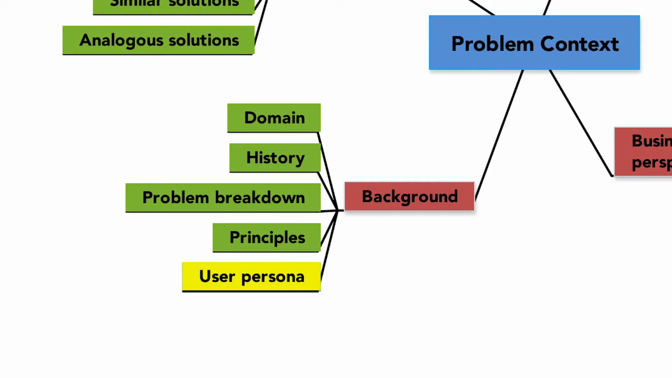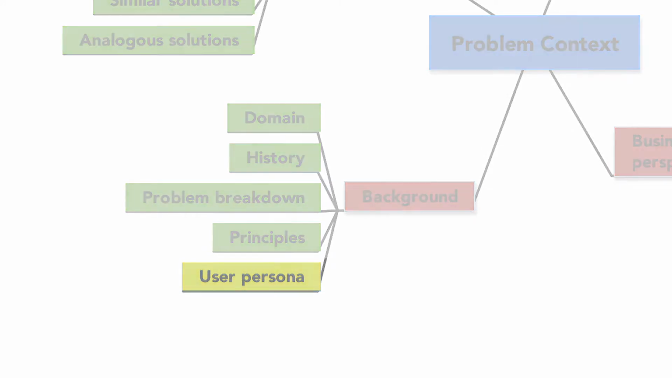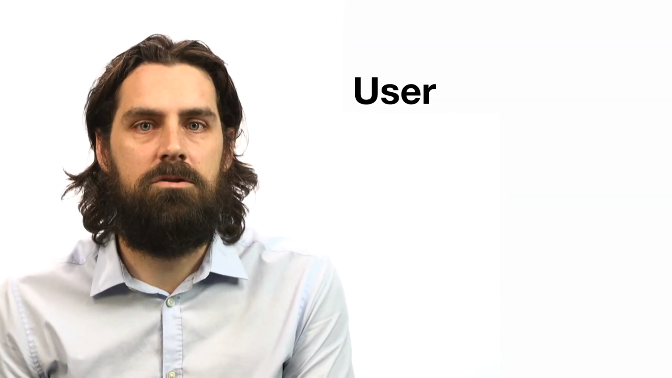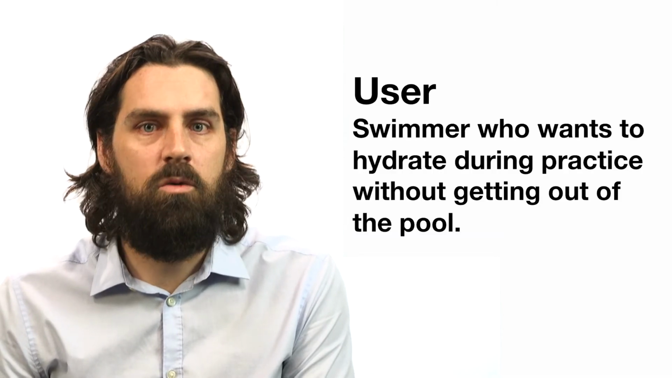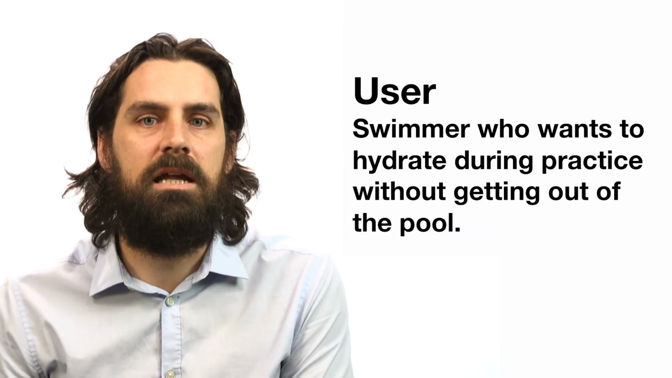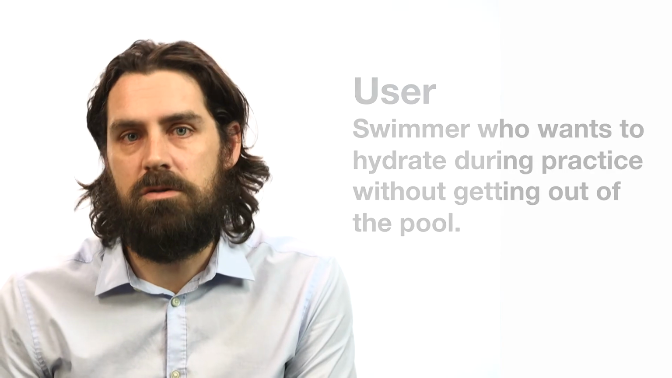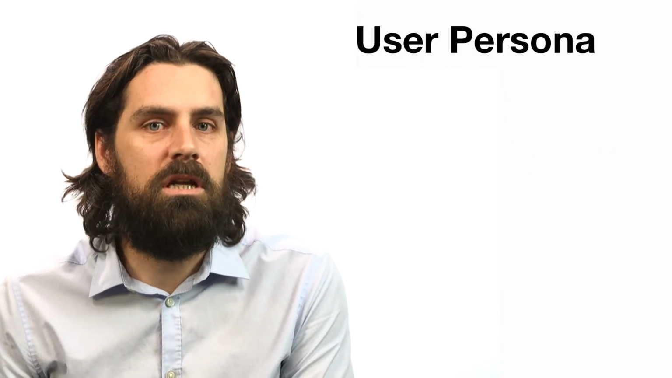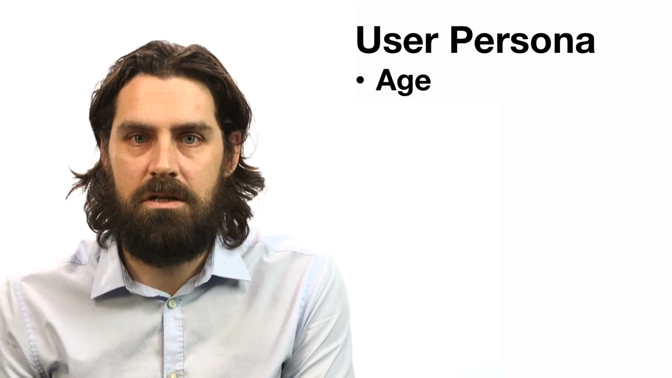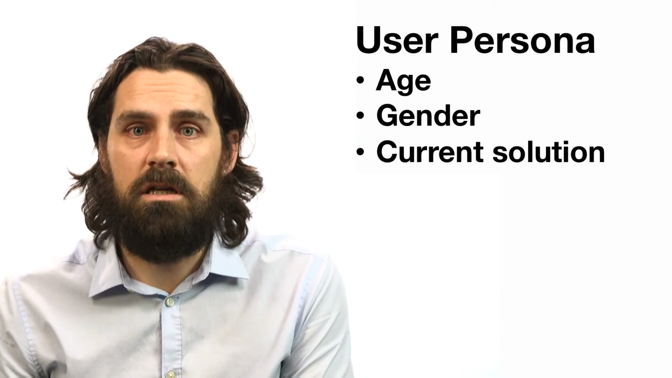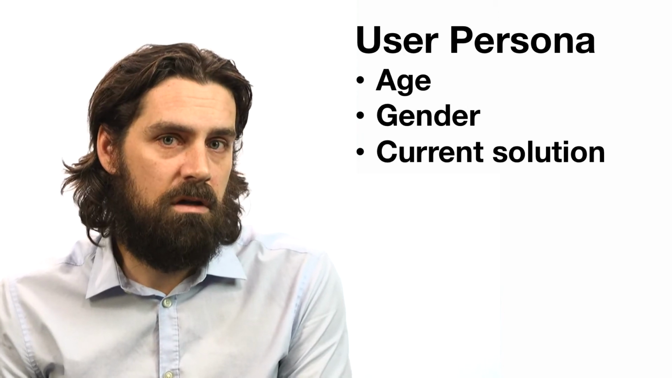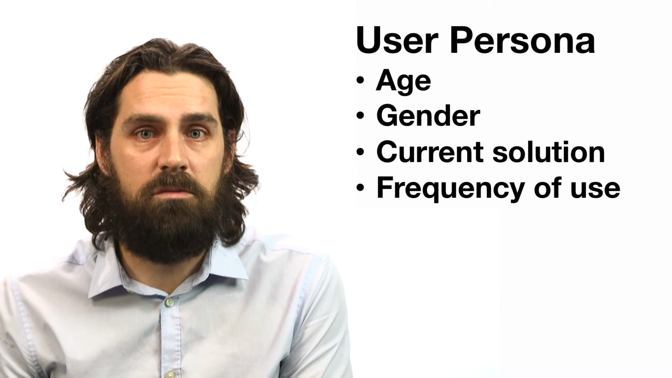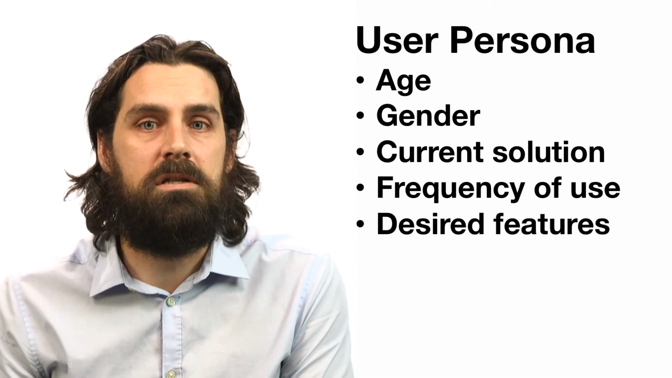The final category of the background is user persona. And for the redesign of our water bottle, we've selected a user who is an athlete, a swimmer who wants to hydrate during practice without getting out of the pool. So to complete a user profile for this project, we need to identify this user's age, gender, what they currently drink from while they're in the pool, how frequently they hydrate during practice, and what they would want in a redesigned water bottle.